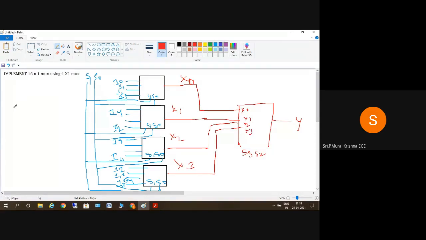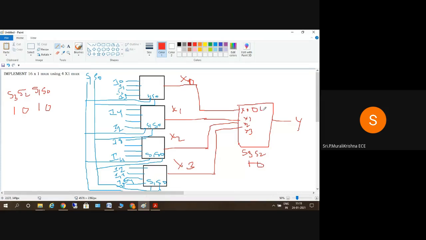Okay, so for example, if the values of S3, S2, S1, S0, first of all we have to check the values of S1, S0. Suppose the values of S1, S0 are 10. So each multiplexer will have 10. First of all, the value of S3, S2 is important. So suppose S3, S2 is also equal to 10. Okay, so if S3, S2 is 10, what happens here?